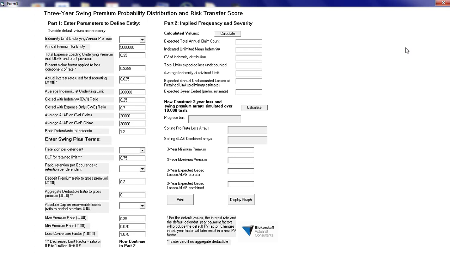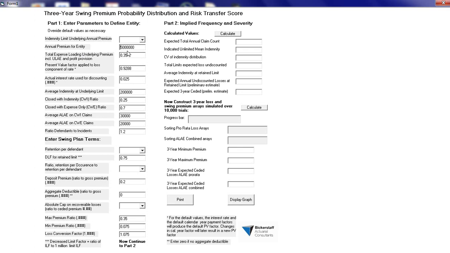So now, what I want to do with this example, which is a swing plan, is walk through about 5 screens that will demonstrate how this model works. Now, the first part of this model is to define the entity itself that is attempting to set up a captive company. And that's what this first part of this screen does.